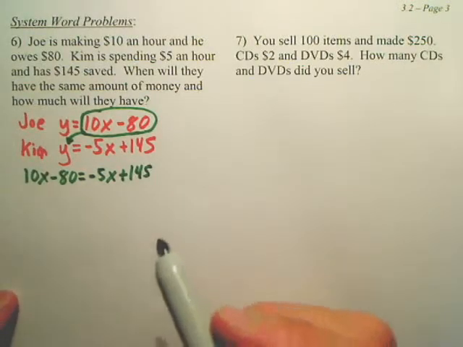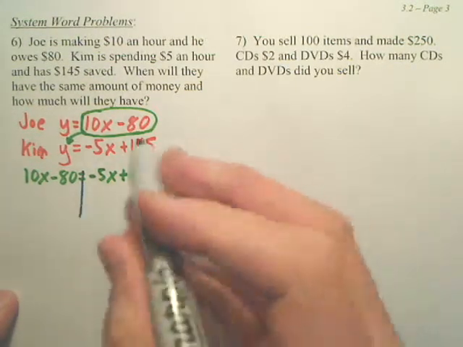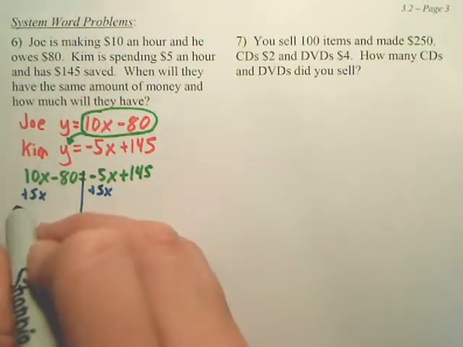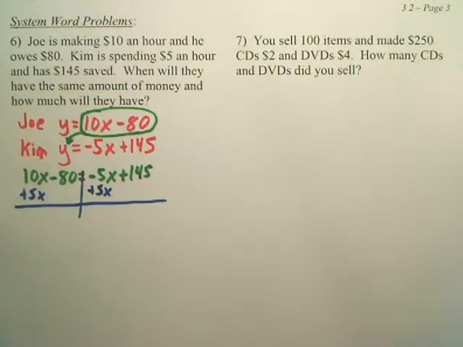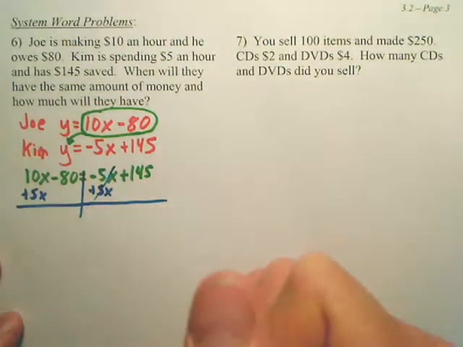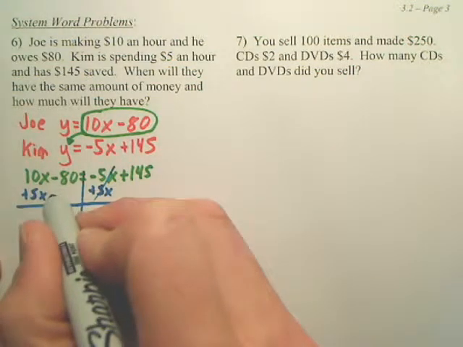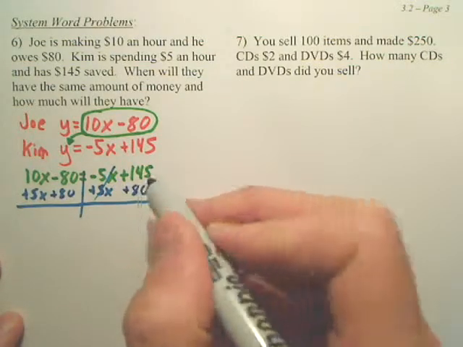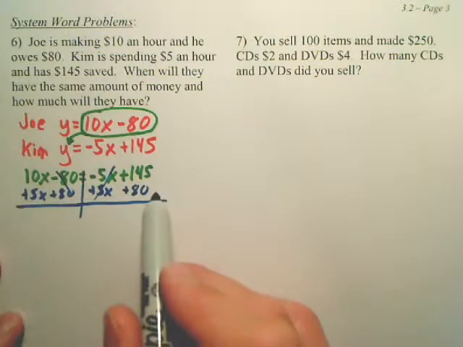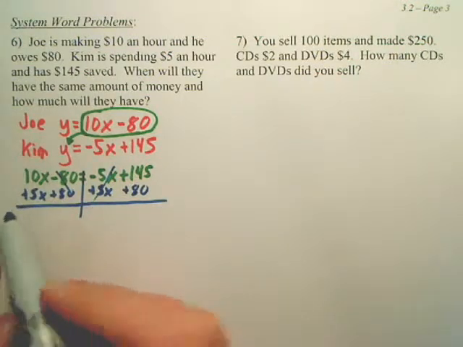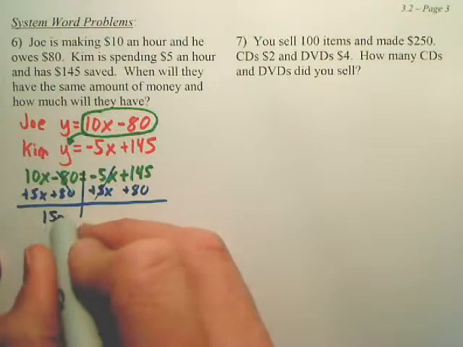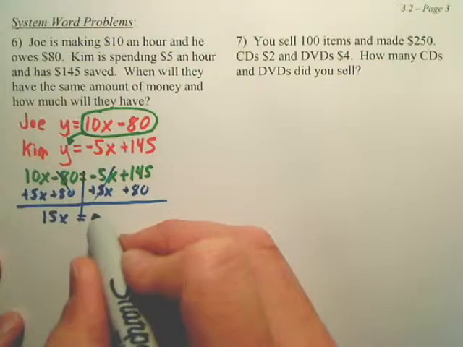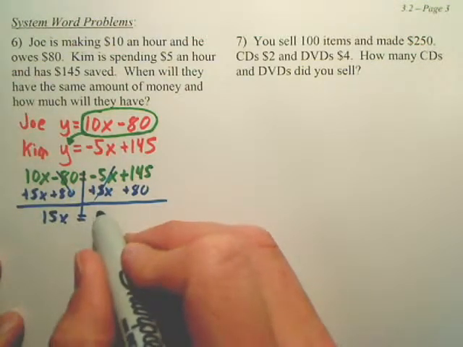Now we solve it. So I'm going to add the 5x this way, as well as, won't those cancel? I'm also going to move in both at the same time. I'm going to move this over to save myself some space. I move the 80 over this way. I move the 5x over this way. I end up with 15x over here equals, it looks like that would be 225.